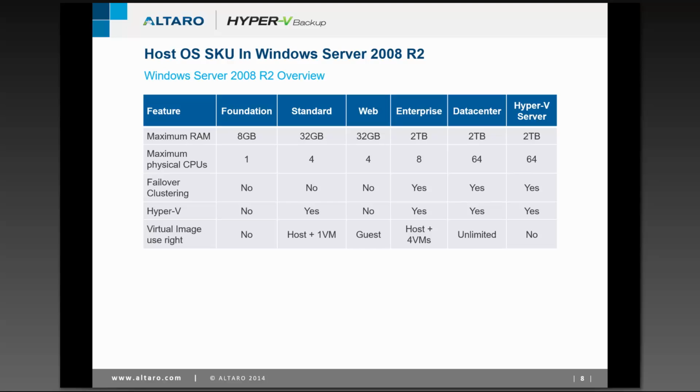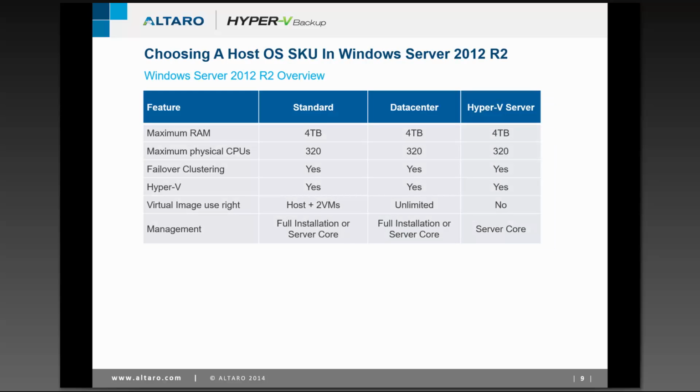In 2012 and in 2012 R2, things got a lot easier. As you can see again, and this is the important part, there is no real gap, so you can still use the maximum 4 terabytes of RAM. And all versions of Hyper-V now support clustering, so even if you run the free edition, Hyper-V Server, you can do all the things with Hyper-V you would expect, like live migrations and clustering.